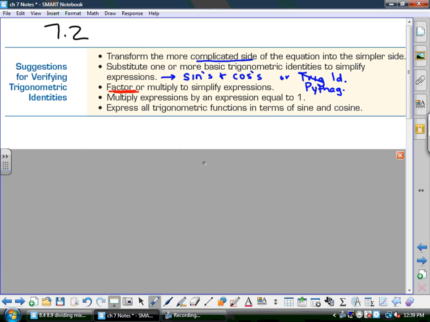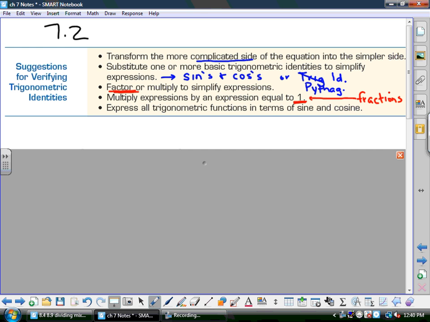Multiplying expressions by an expression equal to 1. We're going to use this a lot of times when we have fractions. What that is going to look like is, if we have a fraction in a fraction, we're going to flip and multiply by the reciprocal. And since we're multiplying by the reciprocal on the top and the reciprocal on the bottom, we're really multiplying the entire thing by something equal to 1, because we're multiplying the top and the bottom by the same thing.